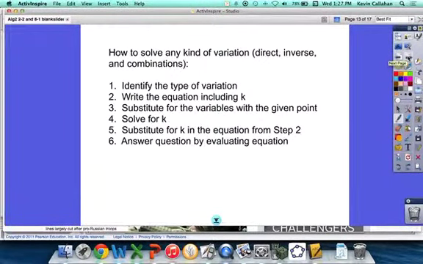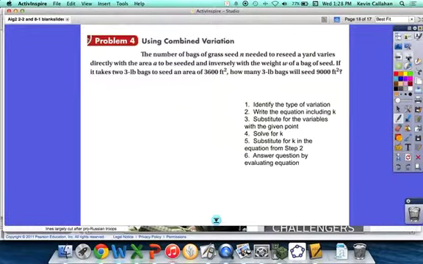So here's how we solve any kind of variation: direct, inverse, joint, any variation thereof. First, we identify the type of variation. Then we write the equation for that variation, including the k. We substitute for the variables with the given point and solve for k. Then we substitute that k in the equation from step 2, and then we answer a question if there is a question to be asked or answered after that.